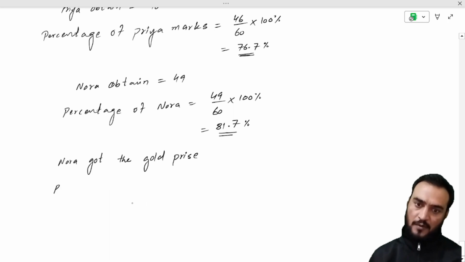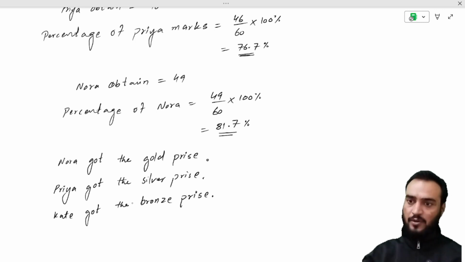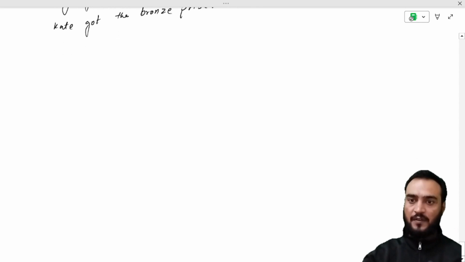Priya got the silver prize, and finally Kate got the bronze prize. So this was the solution of this question. I hope you understand. This was question number 11. So now let us solve question number 12.